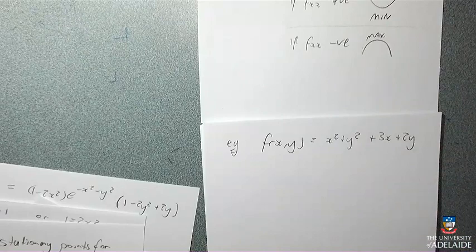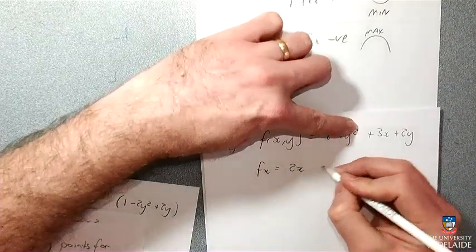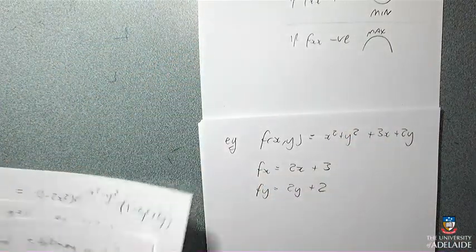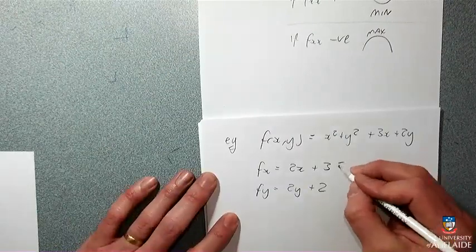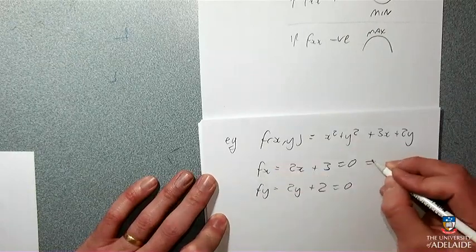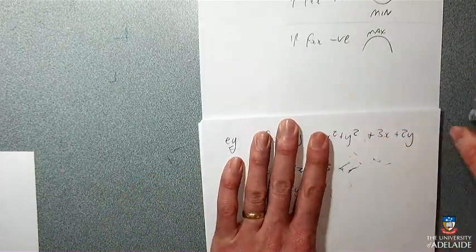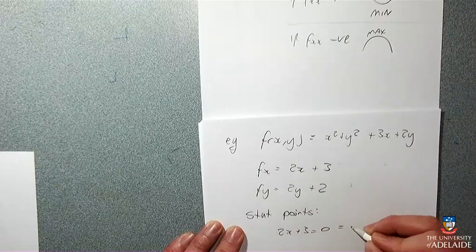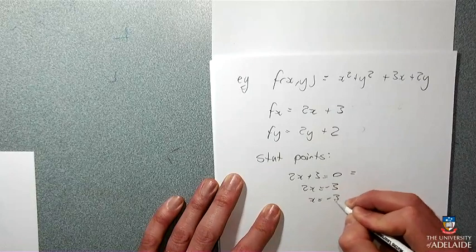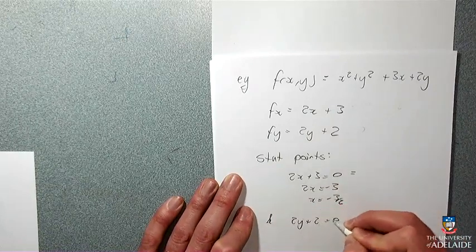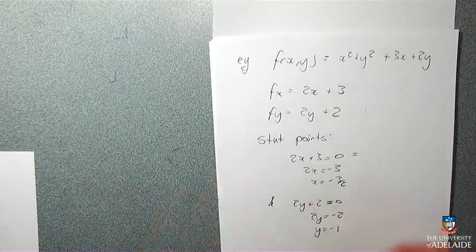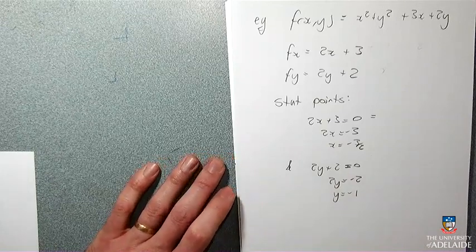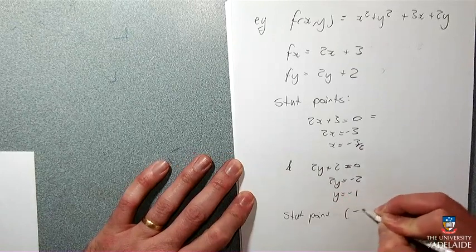Okay, so f_x this time is 2x, the y disappears, plus 3. f_y is 2y plus 2. And we need them both to be 0 at the same time for a stationary point. You need 2x plus 3 to be 0, which means that 2x is minus 3, which means that x is minus 3 over 2. And we also need 2y plus 2 to be 0. So 2y is minus 2, so y is minus 1. And so both of those have to be true at the same time in order to have a stationary point. And so therefore the stationary point has to have these coordinates.